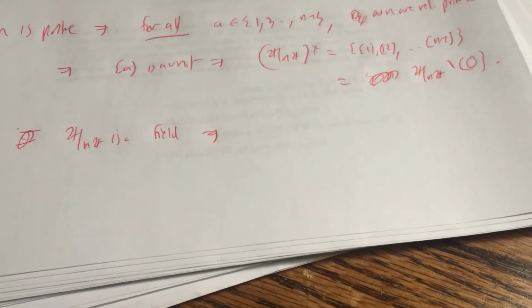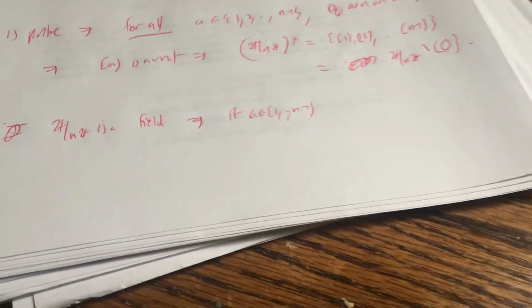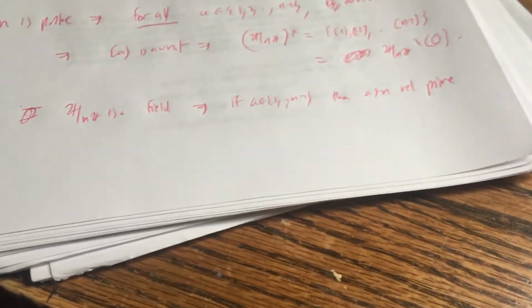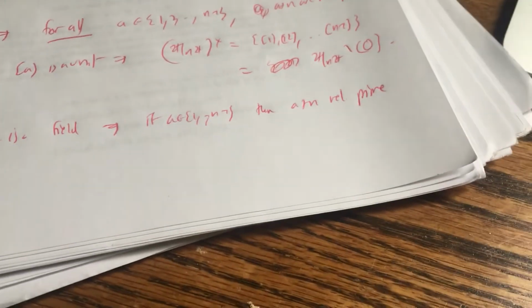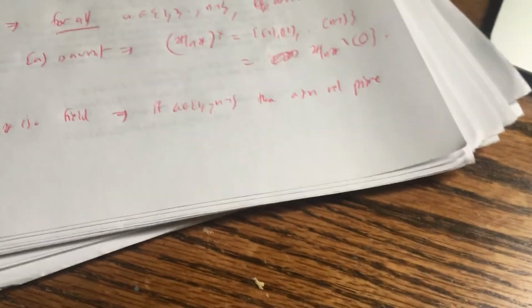If Z mod n is a field, it's exactly the same argument the other way. It implies that if A is in 1 through n minus 1, then A and n are relatively prime. In other words, n has no divisors. There isn't anything between 1 and n that could divide into n, because if there was, that element would not be relatively prime to n. There would be a GCD which was greater than 1. And so this is exactly the same as saying that n is prime.